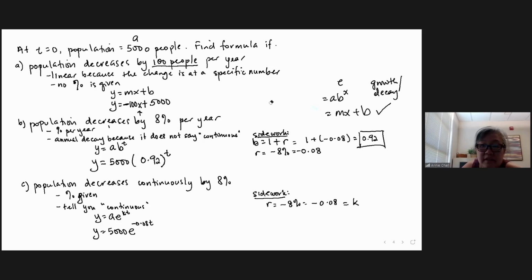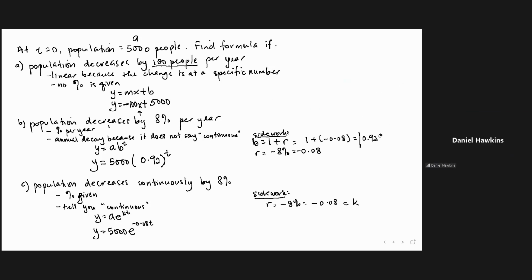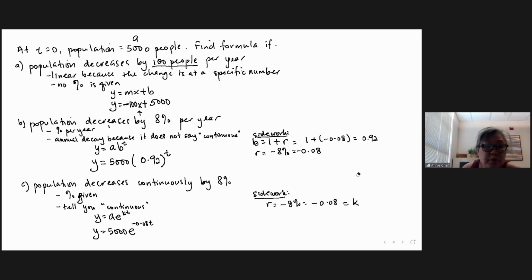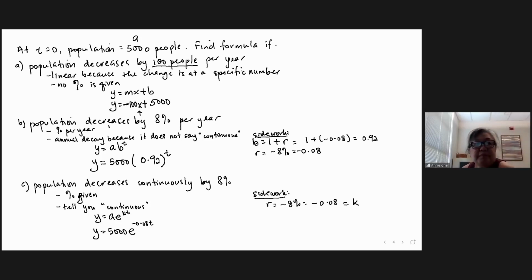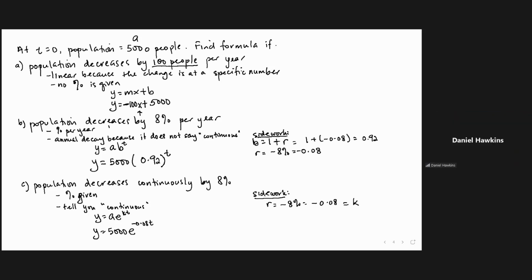Question? Will we be docked if we write X? You won't be docked if you write X. Oh, no. Actually, you probably will, because they tell you T is equal to 0. If they don't, then probably not. But usually population growth and decay is over time. That's why T. Right. Okay.